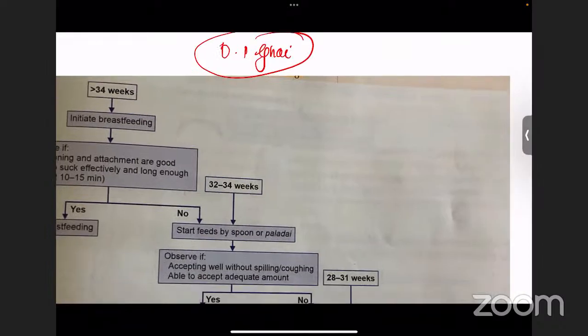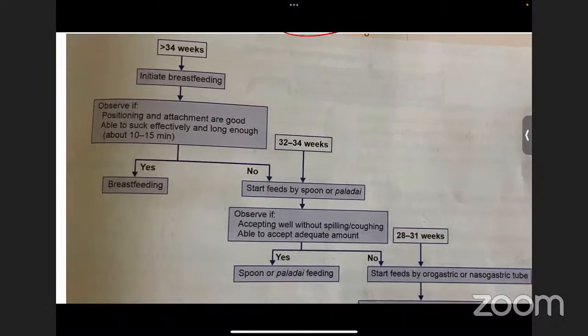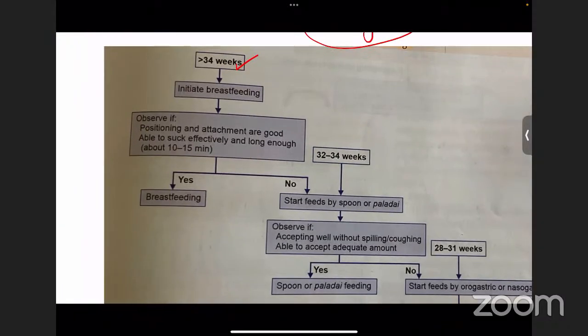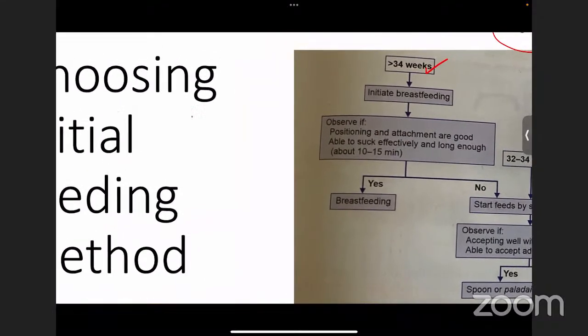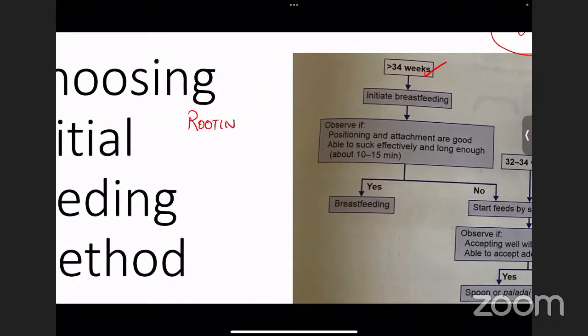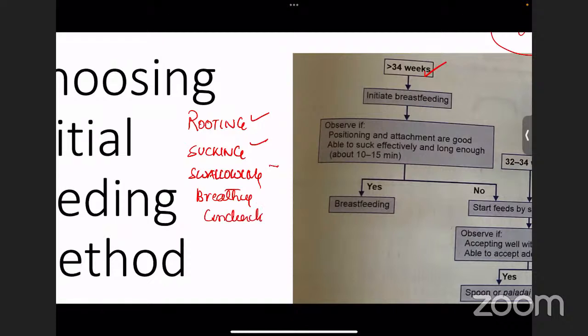If the child is more than 34 weeks, because at 34 weeks they have developed all the rooting reflex, which is most of the time mature. Sucking also is mature. And swallowing and breathing coordination have moderate maturity. So you can try breastfeeding for babies who have crossed the age of 34 weeks of gestation.